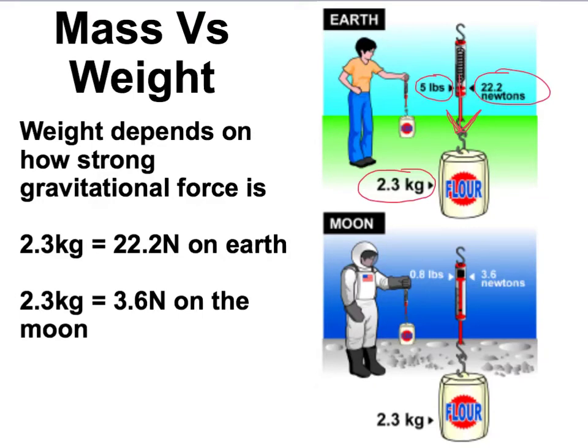Now let's suppose we move that bag of flour to the Moon. Its mass is still going to be 2.3 kg because the amount of flour in there is the same. Now what's going to be different is that the pull of gravity is less on the Moon because the Moon is smaller than the Earth. So what happens is that pull of gravity on that 2.3 kgs is less, so the weight is only 0.8 pounds on the Moon, or about 3.6 newtons. So compared to the Earth, your weight on the Moon would only be about 1/5 of what it is on the Earth.